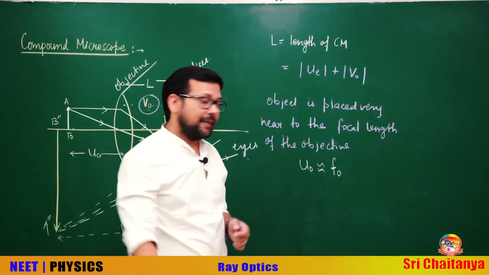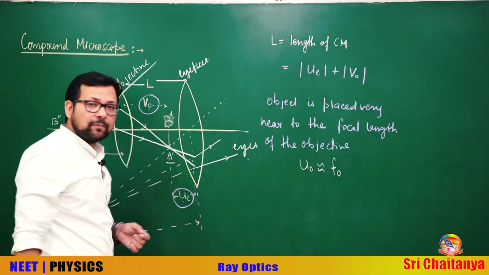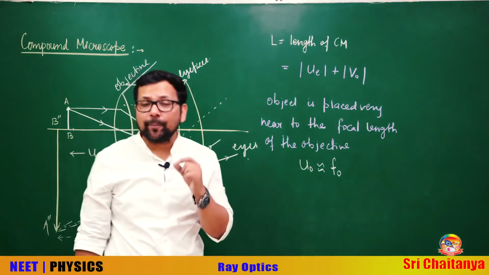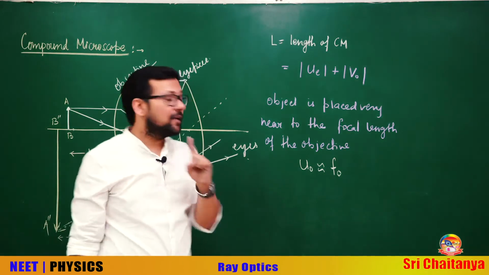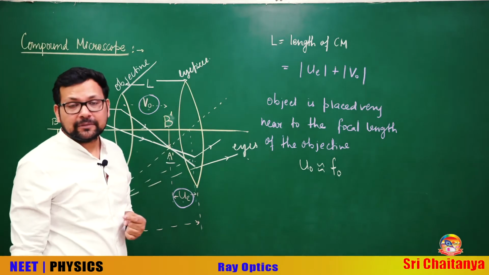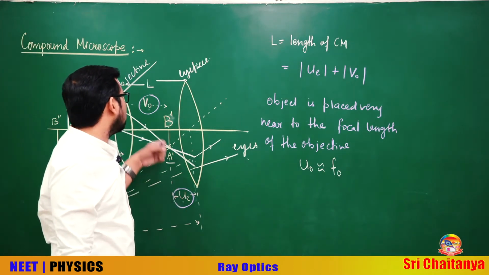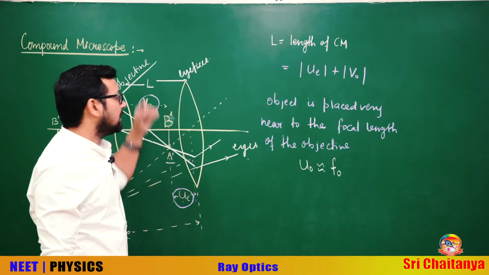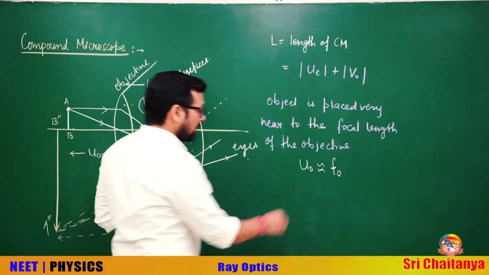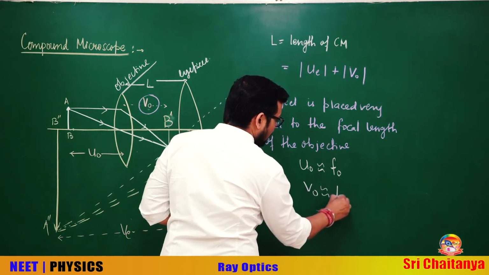And in that case, this A dash B dash is formed very near to the optical center of the eyepiece, very near to this. So, in that case what will happen? This distance will be negligible, and that V naught can be written as L. So, we can write V naught is almost equal to L.